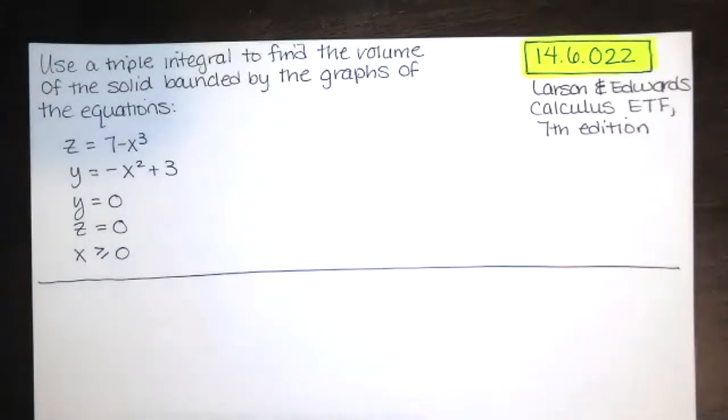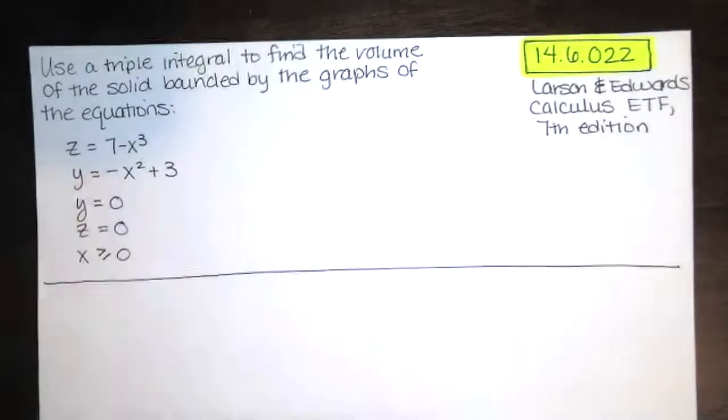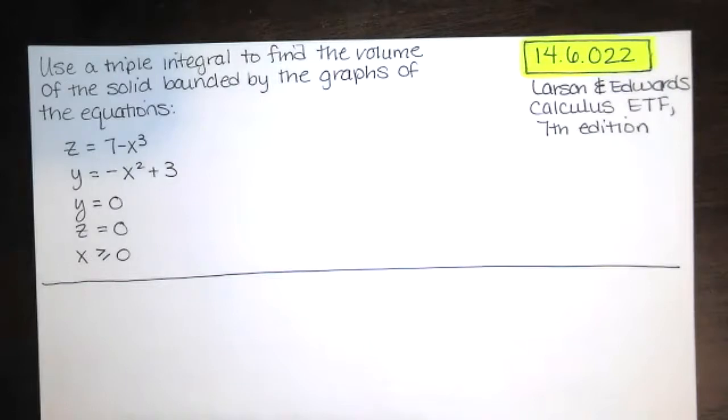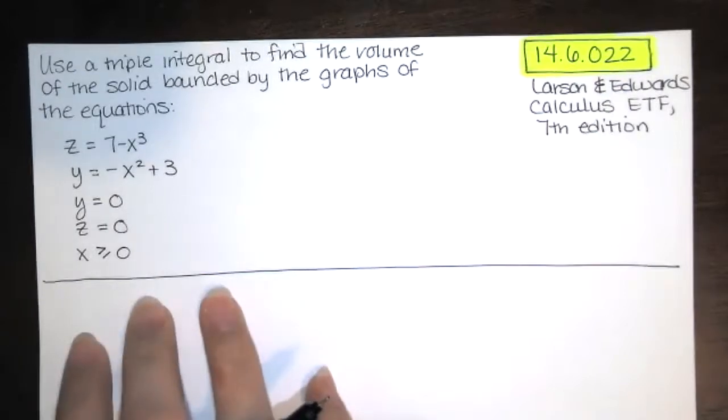In this video, we solve problem 14.6.022 from the Larson and Edwards Calculus Early Transcendental Functions textbook, 7th edition. We're asked to use a triple integral to find the volume of the solid bounded by the graphs of the equations z equals 7 minus x cubed, y equals negative x squared plus 3, y equals 0, z equals 0, and x is greater than or equal to 0.